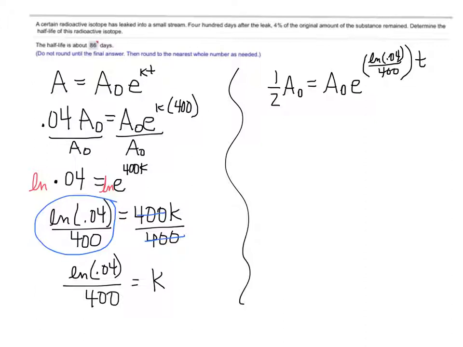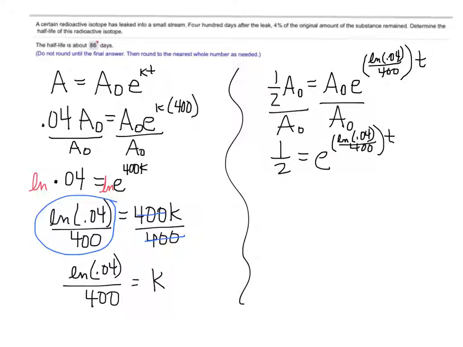So we essentially have what we had a while ago, except this time we're going to solve for t instead of solving for k. We have everything we need except for that. So again, we're going to divide both sides by a sub 0, and we'll have 1/2 is equal to e to this big natural log of 0.04 divided by 400 times t. And just like we did on the other, we're going to take natural log of both sides so that we can get that exponent down. And natural logs and exponential functions are inverse functions, so they undo each other. So we have natural log of 1/2 is equal to that natural log of 0.04 divided by 400 times t.